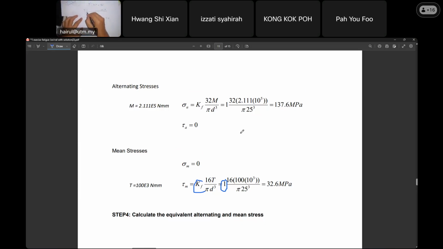Okay, if torsional stress is a straight line, what do we have? Do we have tau mean? Do we have tau alternate? No. What is tau alternate? Tau alternate is 0, right? Because we don't have a sine wave, no alternating value. But what about tau mean? Do we have a value? The average. Yes, this is the tau mean, right? Tau mean is 32.6.